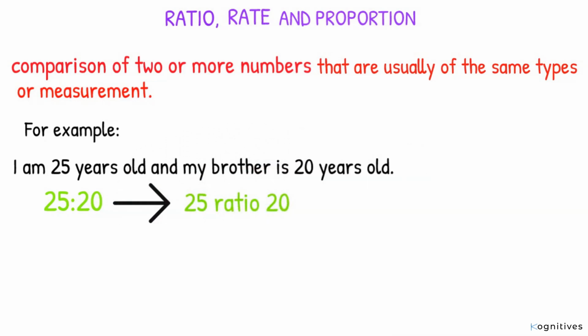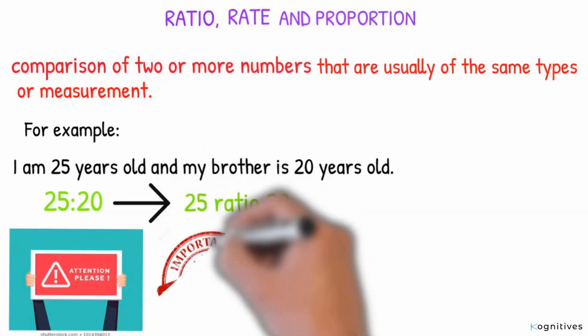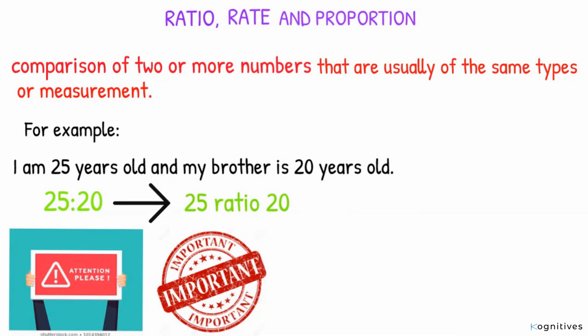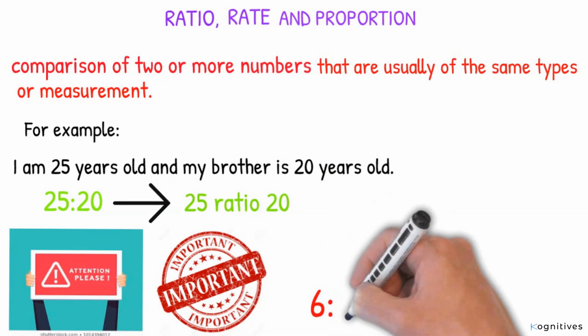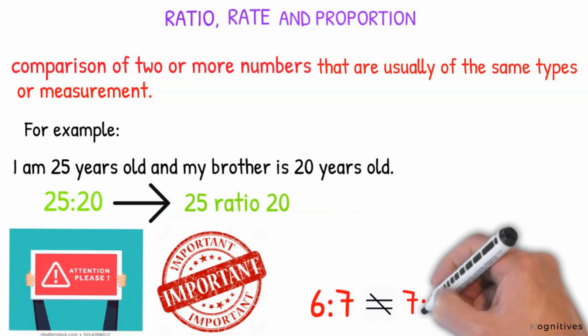25:20. Now, note that the order in which you state a ratio is very important. Very important. A ratio of 6:7 is not the same as 7:6. Take note.